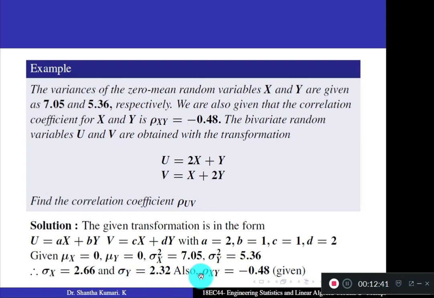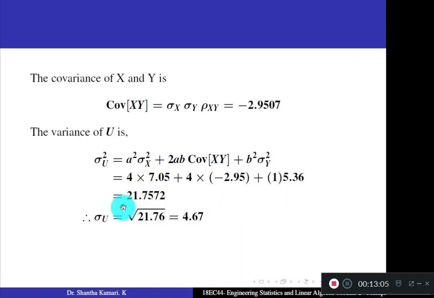And rho xy is given. So since sigma square is given, you can find sigma. Standard deviation can be obtained, square root. Sigma x is square root of this, which is 2.66. Sigma y is square root of this, which is 2.32. These are given terms. Okay. Now, what is the required value?